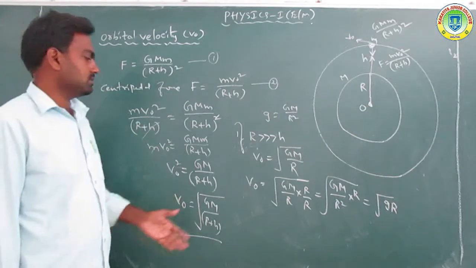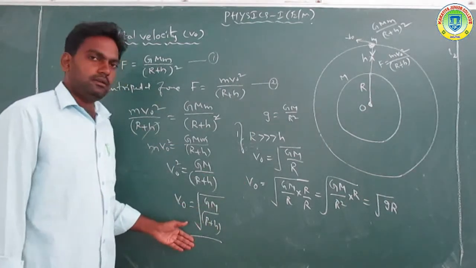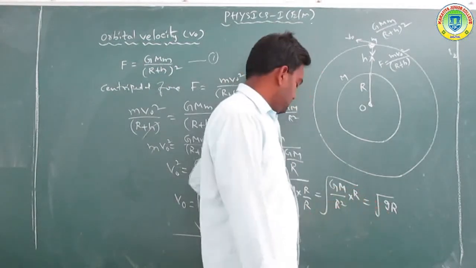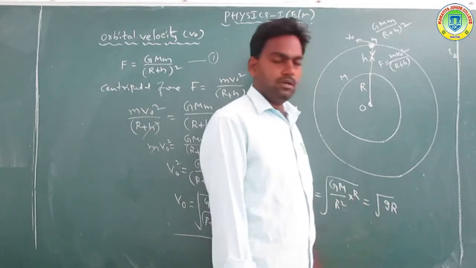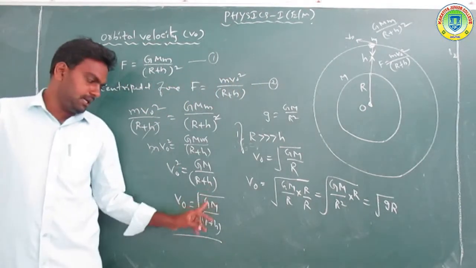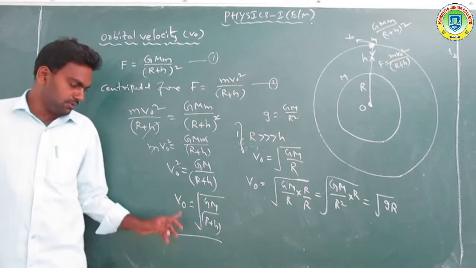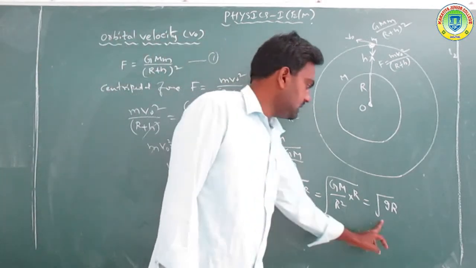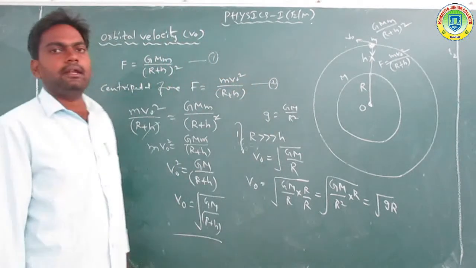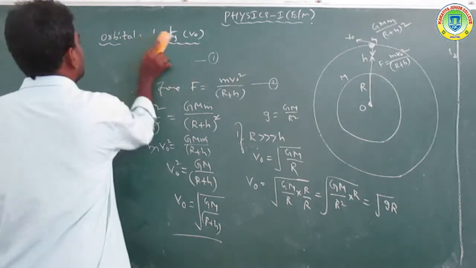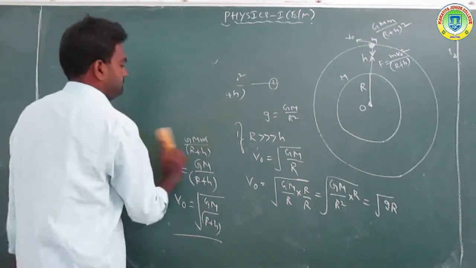So we can also find it in terms of small g. V naught is equal to the square root of g R. V naught is equal to the square root of G M by R plus H, and V naught is equal to the square root of small g into R. Okay, so got it. That is the orbital velocity.